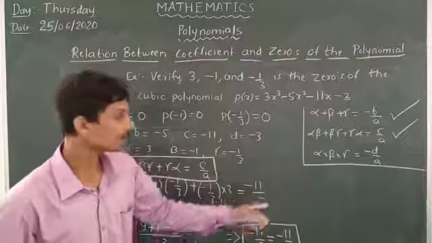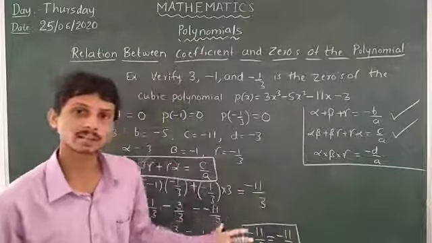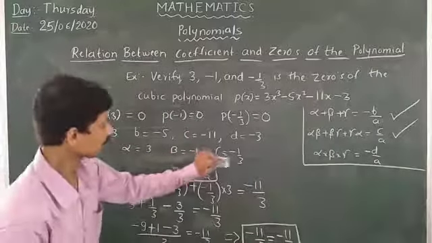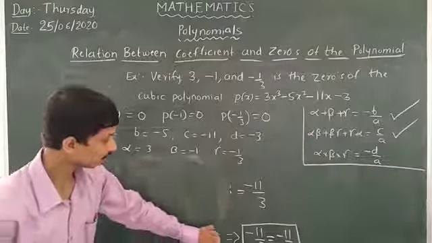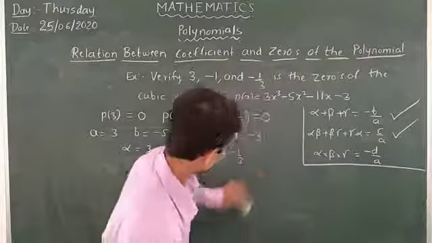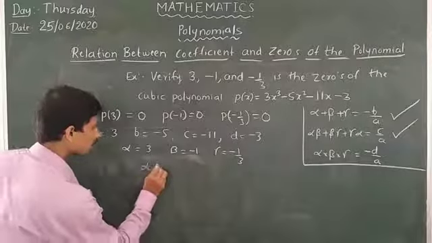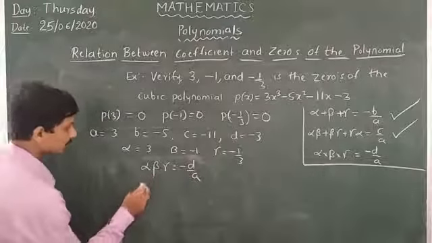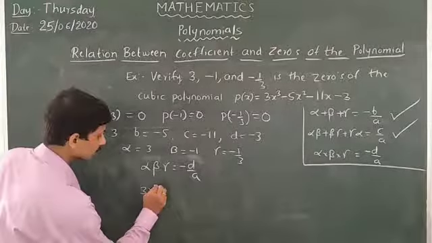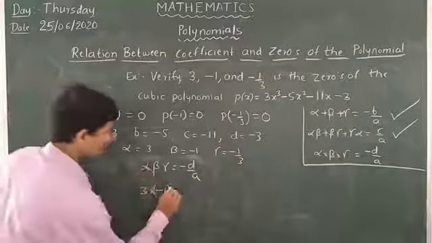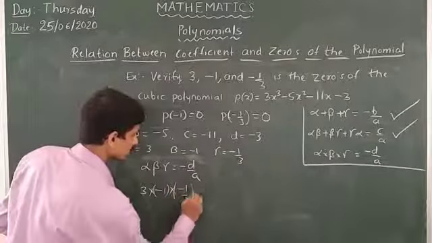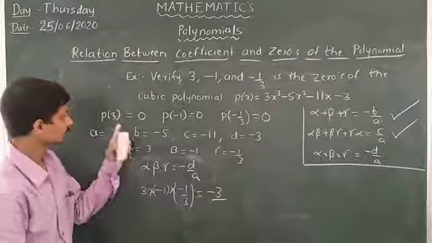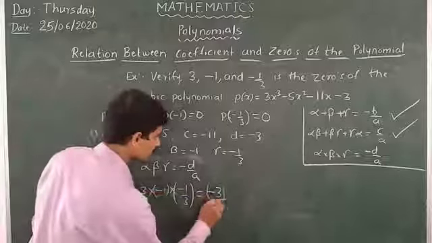Now we have to check the final one, alpha beta gamma is equal to -d/a. Here also we have to insert all the values into the formula. What is my alpha? 3 into beta, -1, and gamma is equal to -1/3. So what is d here? -3. So here minus of -3, and what is a here?